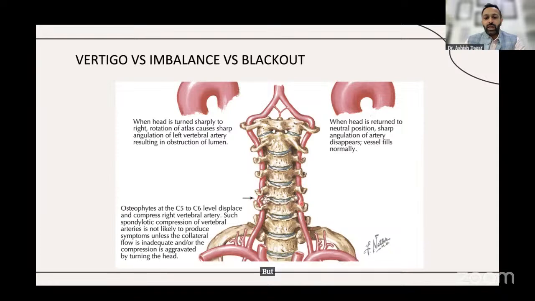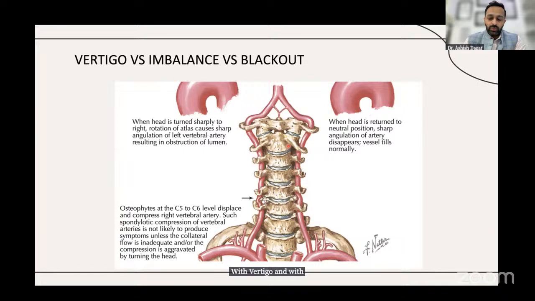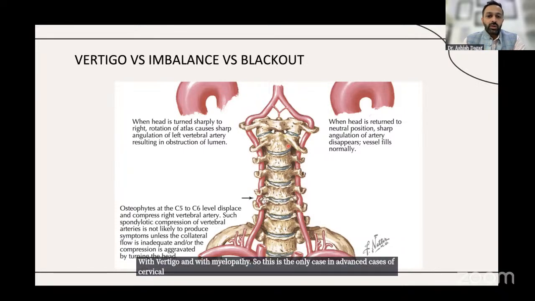But when there are bilateral findings, or the other vertebral artery is also compromised because of any other etiology like atherosclerosis, only then the supply to the posterior part of the brain, the cerebellum and all those structures, is compromised, and the patient may present with vertigo along with myelopathy. So this is seen only in advanced cases of cervical spondylosis or myelopathy.